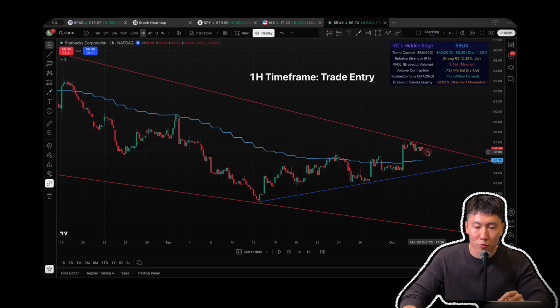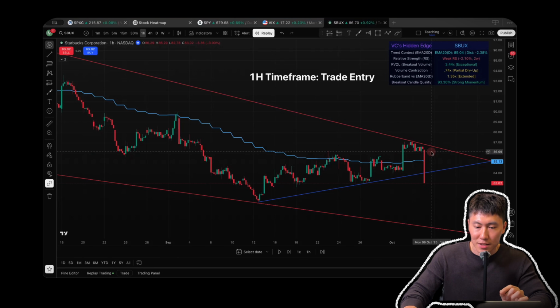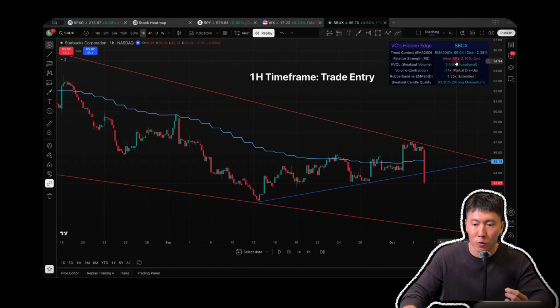So all we have to do right now is just wait for the price to actually break out from our 1 hour trend line. So you can see that the price actually broke out from our 1 hour trend line, and we want to check out what are the characteristics of it. So you can see that the relative strength for Starbucks is actually much weaker than SPY. So if you're taking a short position, what you want to do is that you want to have a weak relative strength because it suggests that the price will go even lower.